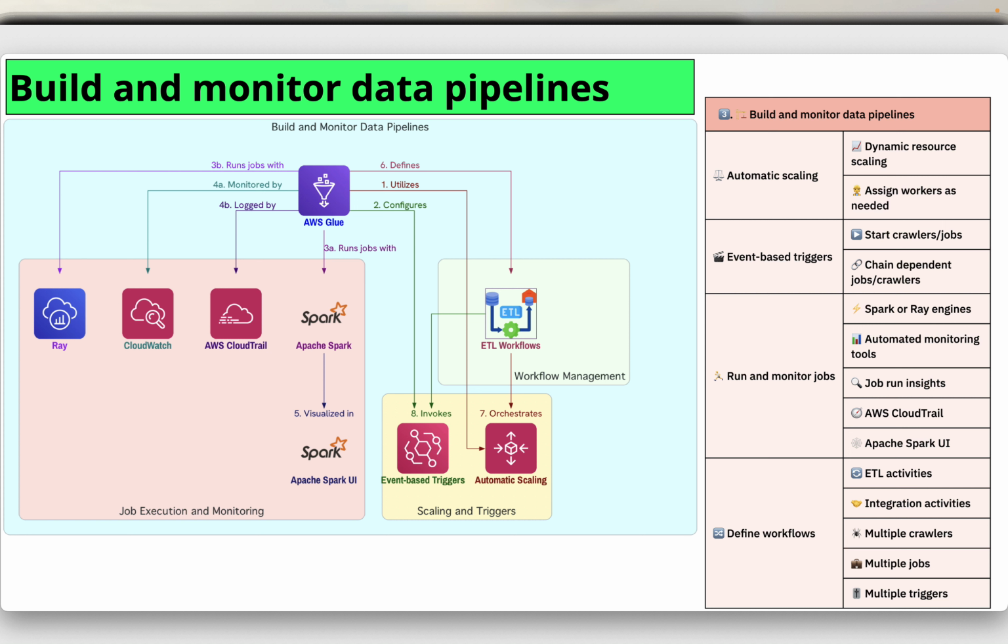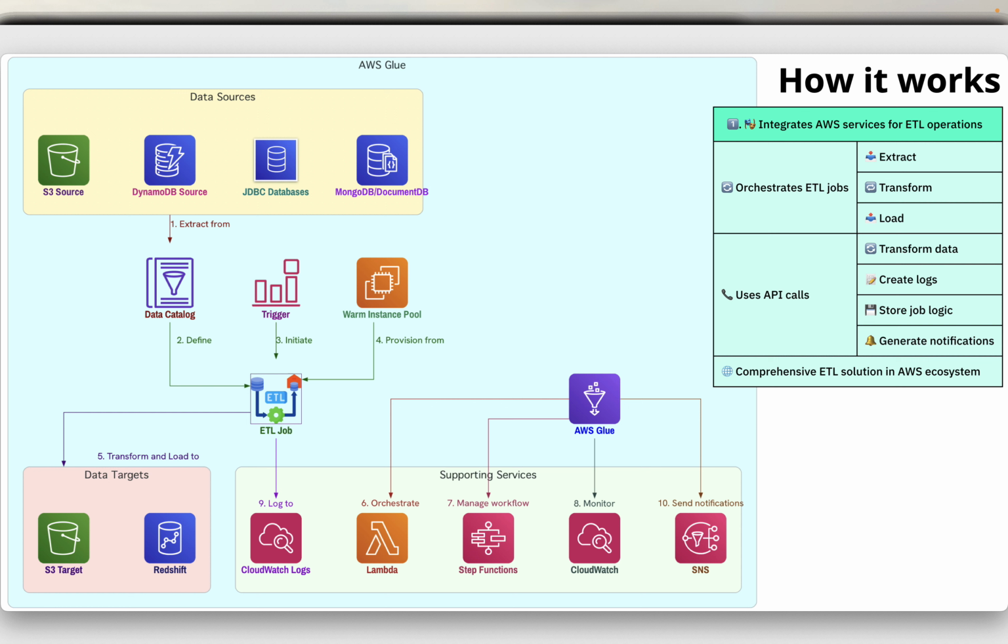Okay, now let's see how this technology works, the overall like end to end. So first is AWS coordinates, as I mentioned, ETL jobs by leveraging various AWS services. It uses API calls to transform data, create logs, store job logic and generate notifications, providing a comprehensive ETL solution within the AWS ecosystem.